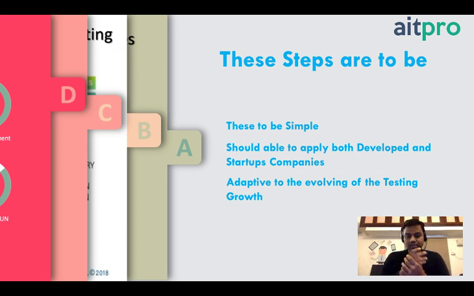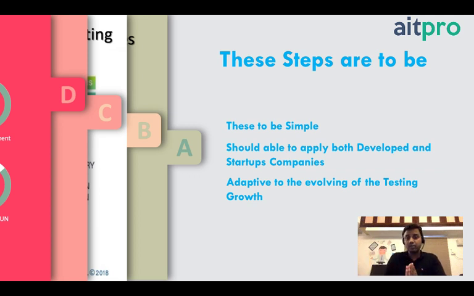Now, these 4 steps I have come up with by considering the following factors. Factor number 1 is that it should be simple. It should not be rocket science that not everybody could implement. These 4 steps are simple, and you can adapt them whether you are a startup or developed. Also, these 4 steps will not only help you initiate an API testing process or an automation process, they will also help you to evolve.